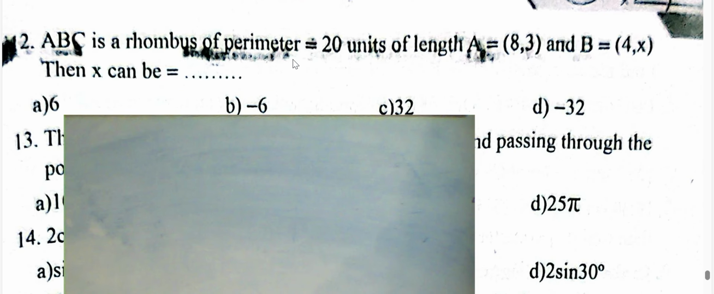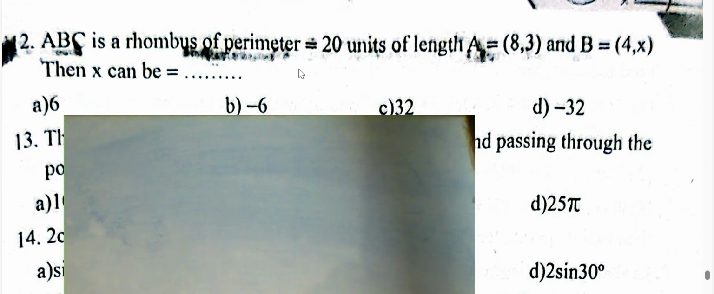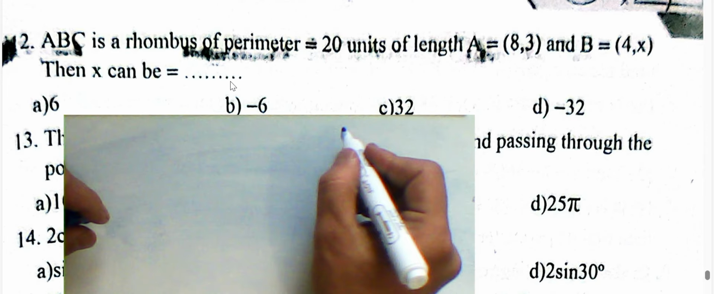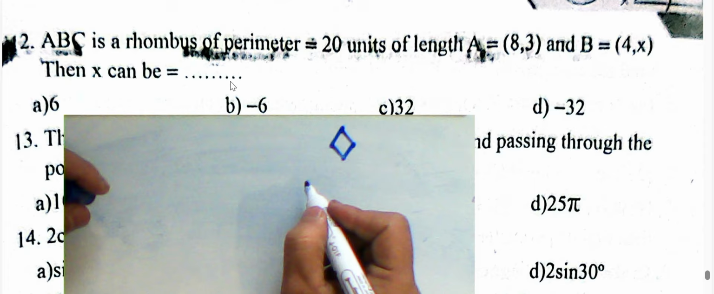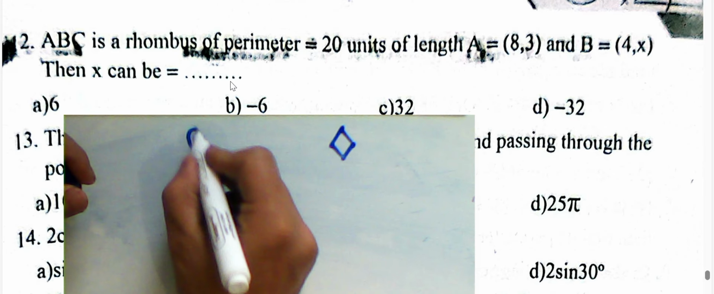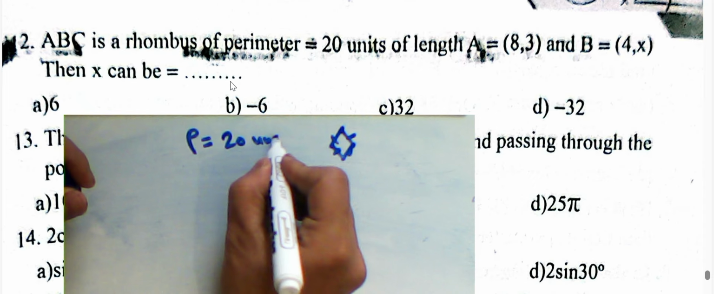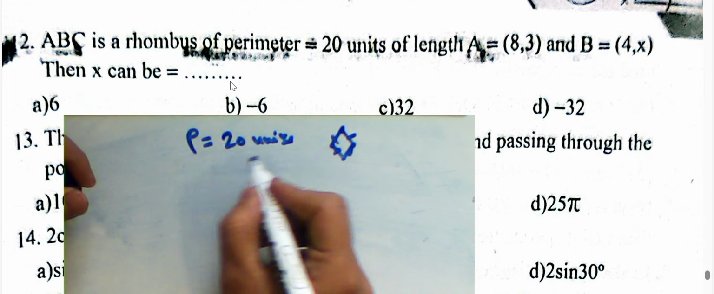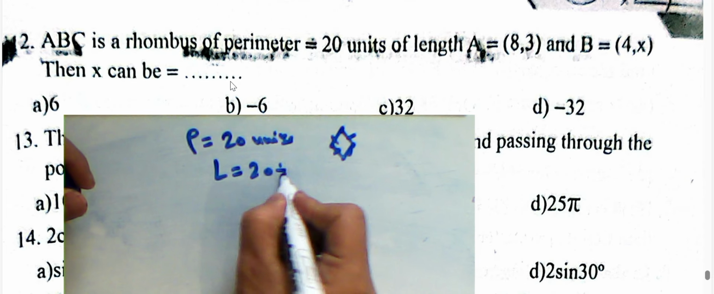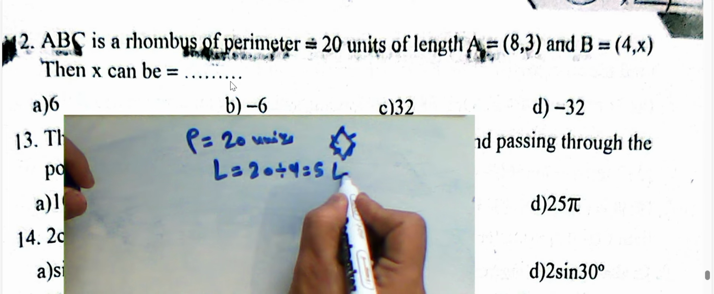Next question. ABCD is a rhombus of perimeter 20 units of length, A equals 8 and 3, B equals 4 and x, then x can be what? Okay, we have a rhombus. We know a rhombus has 4 sides of equal length, and he gives me the perimeter of the rhombus, 20 units. The length will be 20 divided by 4 equals 5 length units.